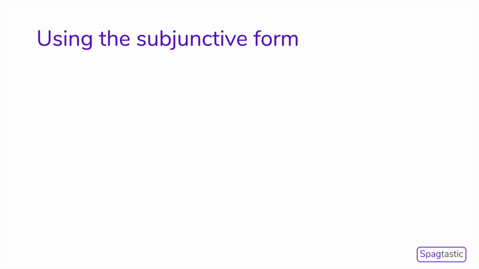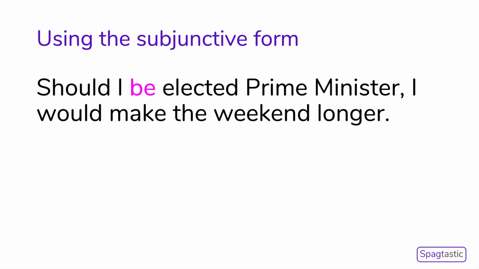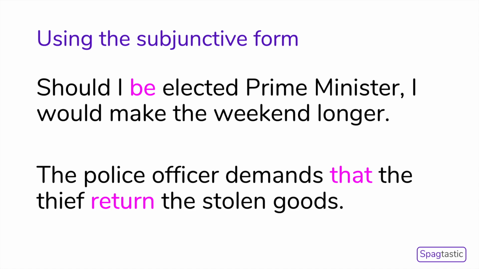Here are two more examples of sentences that use the subjunctive form. Should I be elected Prime Minister, I would make the weekend longer. The use of the verb be in this sentence tells us that the subjunctive form is used. The final example is, the police officer demands that the thief return the stolen goods. The use of the words that and return tell us that the sentence uses the subjunctive form.